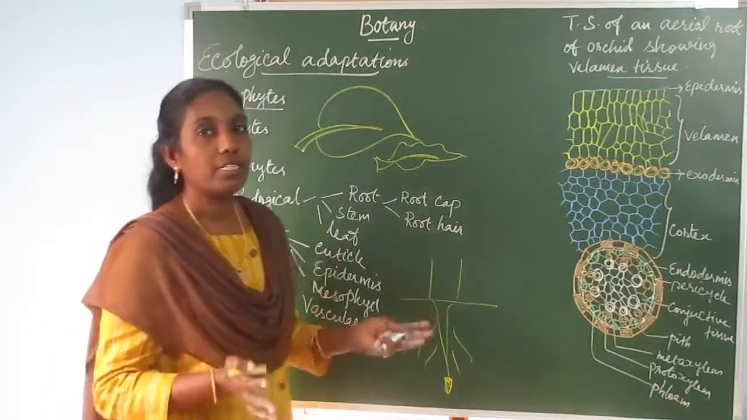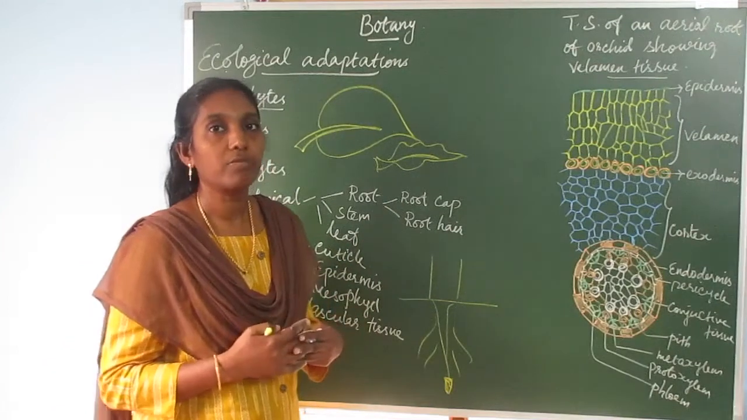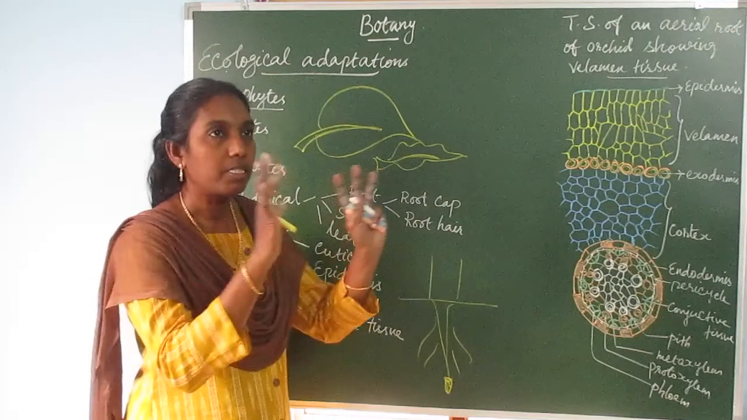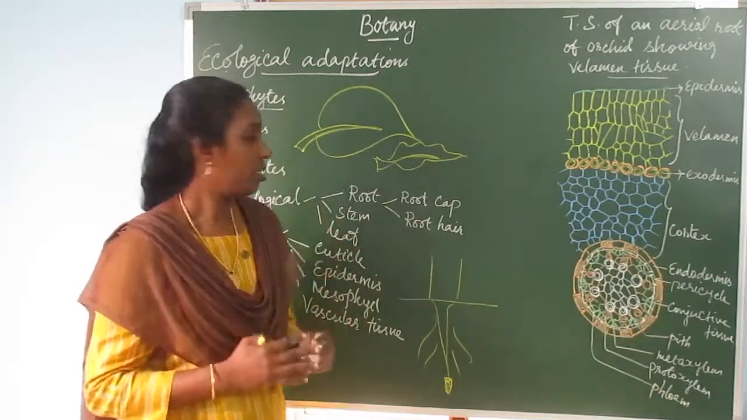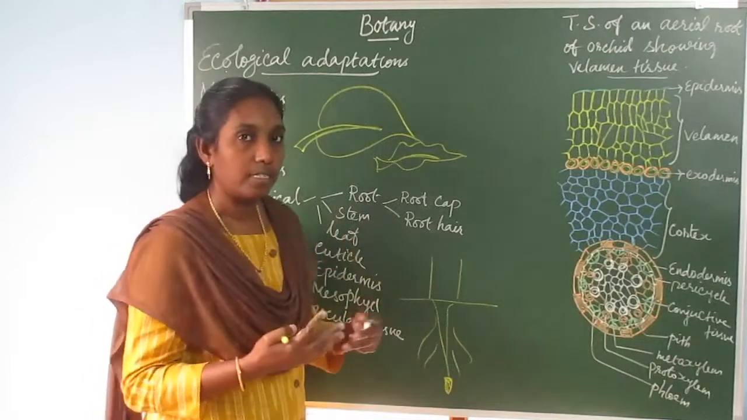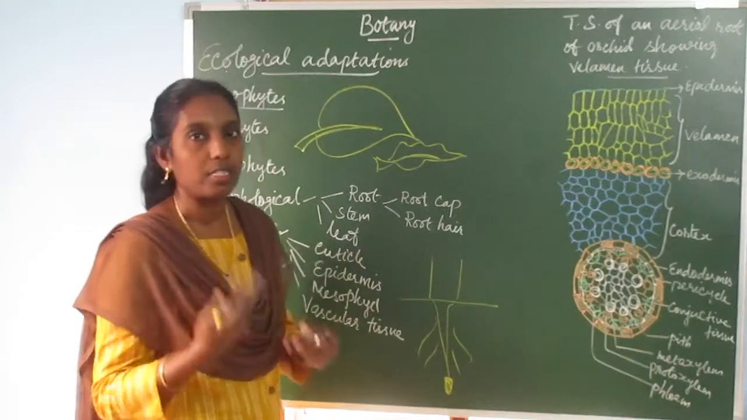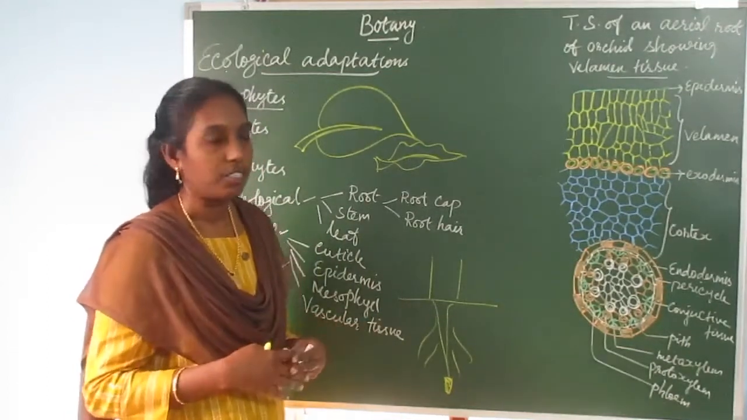Then anatomical differences. Externally, morphological characters show the external characters. What are the characters observable through our eye? The root and the stem, if you uproot it, we can see the root system, whether it is taproot system or fibrous root system, monocots or dicots, we can differentiate.